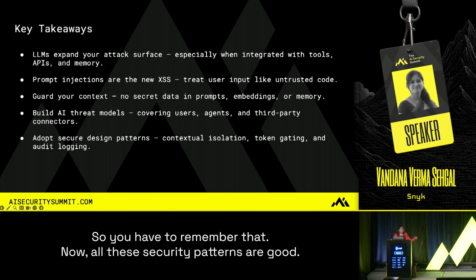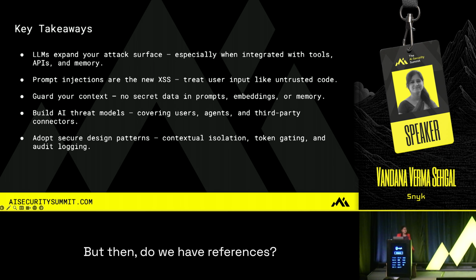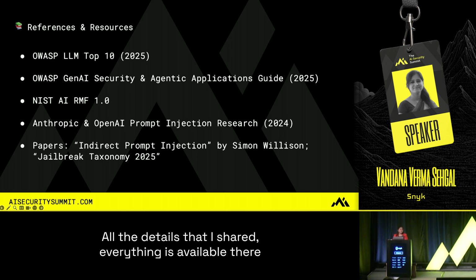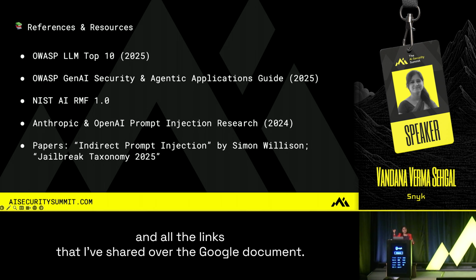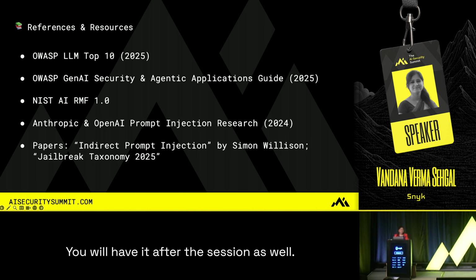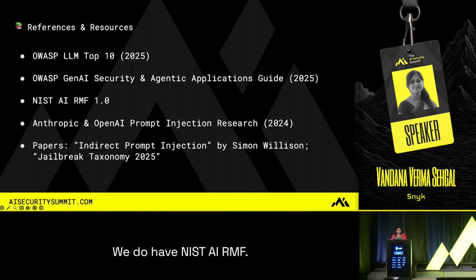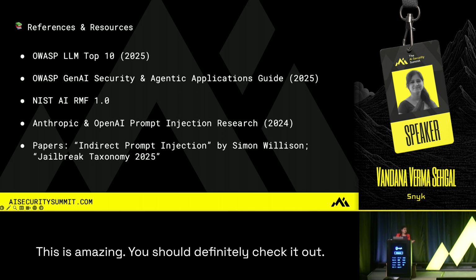Now, all these security patterns are good, but do we have references? So you can actually refer to the OWASP LLM Top 10 for 2025. All the details that I shared, everything is available there. And all the links that I've shared over the Google document, you will have after the session as well. Then we have the GenAI Security Project Agentic Application Guide. We do have NIST AI RMF. This is amazing. You should definitely check it out.